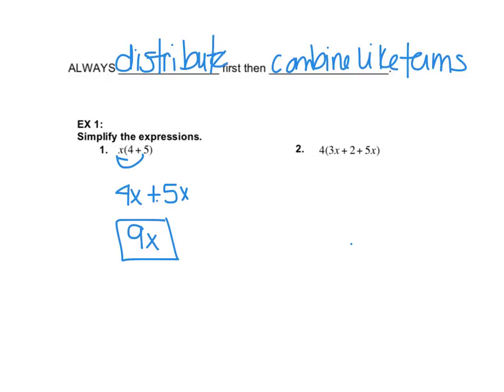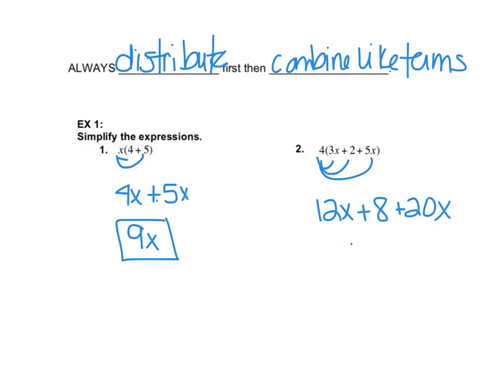All right, our next one, number 2. Again, I could start by simplifying in the parentheses first, but we're always going to distribute here and then combine like terms. So I'm going to take 4 times my 3x, I'll get 12x. And I'll take 4 times 2 and I'll get 8. And then I'm going to take 4 times 5x and I'm going to get 20x.